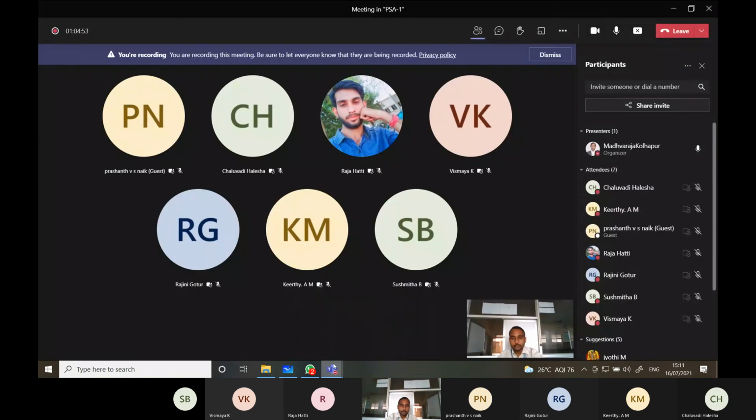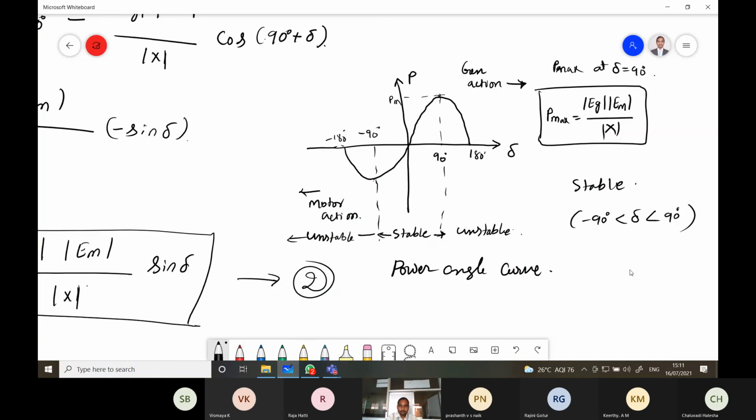So now it is audible. Audible, sir. When delta lies between minus 90 and plus 90, the system will be stable, and the slope dP by d delta is positive. So this is about steady state stability of a two machine system and the power angle curve.